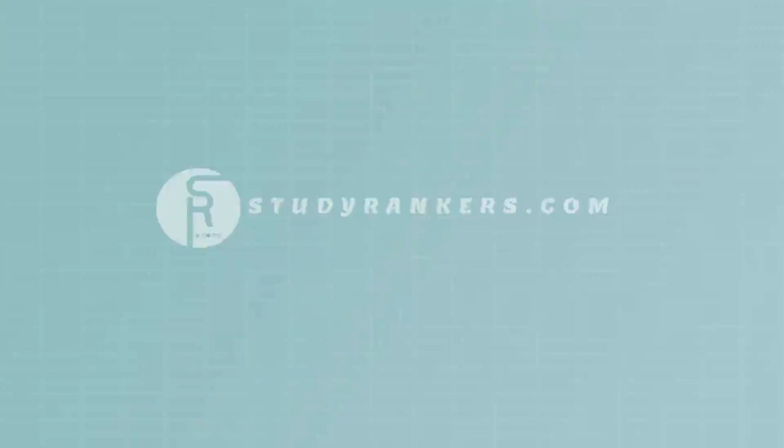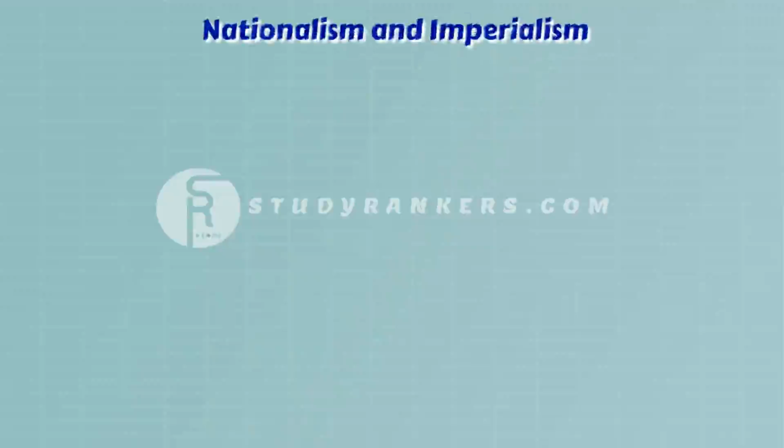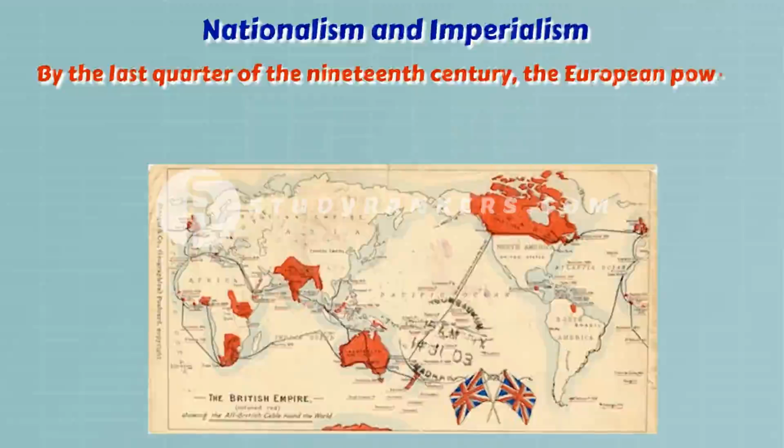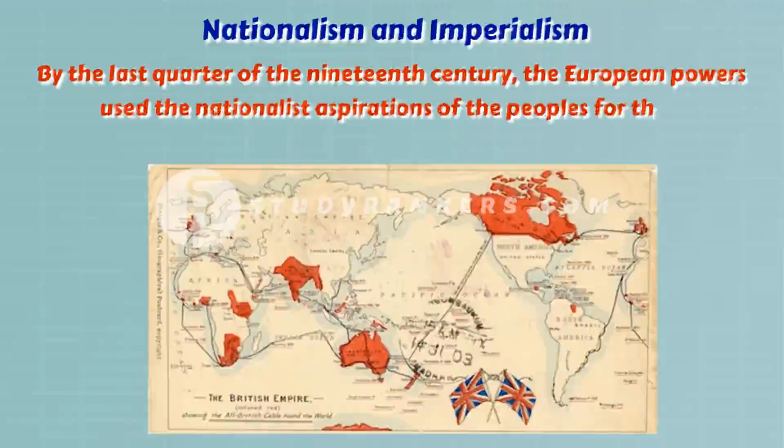Now, we'll try to understand what happened when nationalism is aligned with imperialism. By the last quarter of the 19th century, the European powers used the nationalist aspiration of the peoples for their own imperialist aims. The Balkans comprised modern-day Romania, Bulgaria, Albania, Greece, Macedonia, Croatia, Bosnia-Herzegovina, Slovenia, Serbia, and Montenegro. A large part of the Balkans was under the control of the Ottoman Empire.